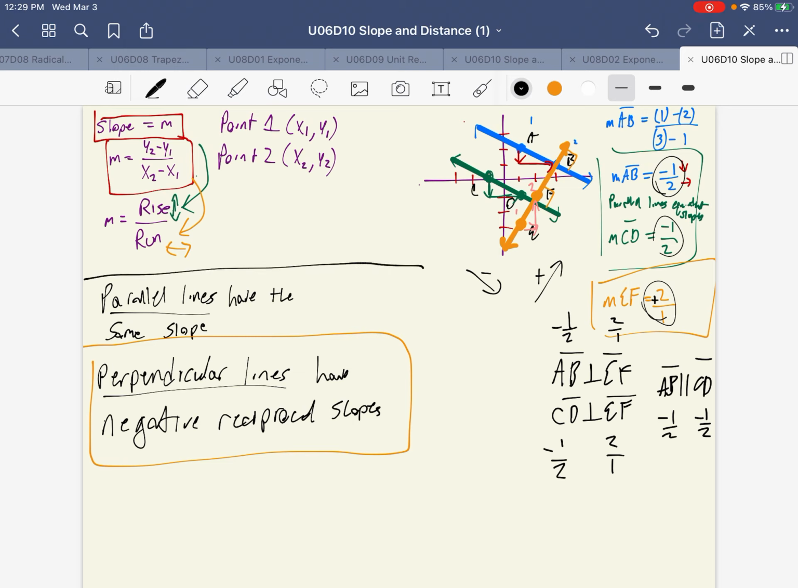All right, so here are the notes on parallel and perpendicular lines in relation to their slopes. You can pause the video and take that down now.